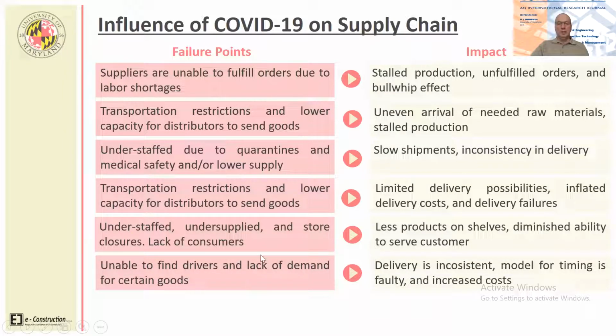And then this is also a specific problem. Companies unable to find drivers to be able to deliver products across different jurisdictions, and lack of demand for certain goods. If there is lack of demand and the inventories are high, of course that causes part of the bullwhip effect. The companies upstream will not produce, and that would run into economic troubles as well. So inconsistent deliveries, model for timing is faulty, and increased costs.